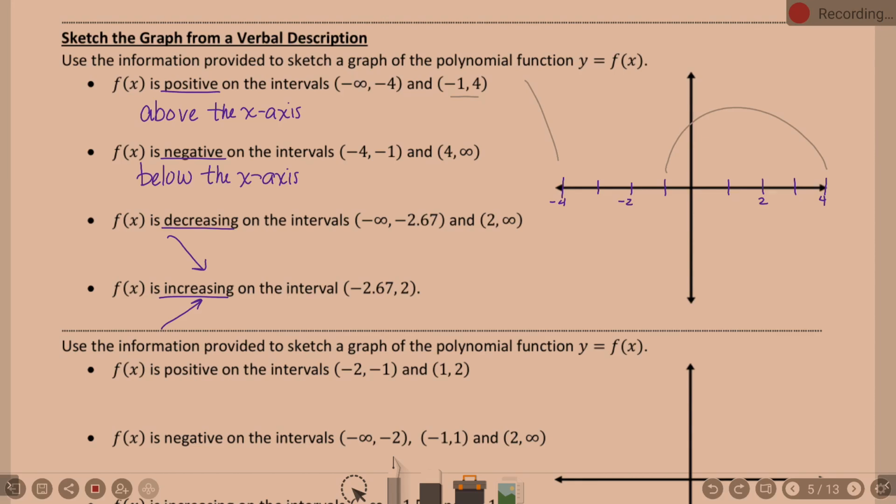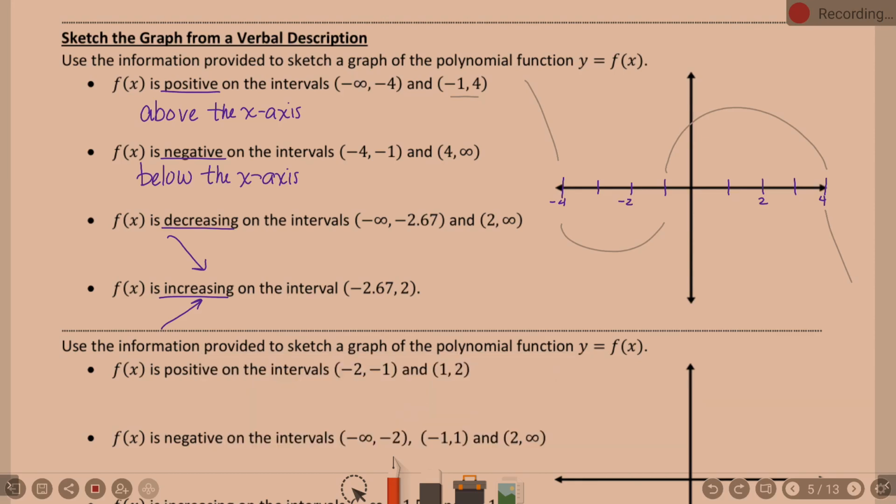So what if it's negative on these intervals? If it's negative between negative 4 and negative 1, where does it have to be? Has to be below the x-axis. And where else does it have to be below the x-axis? 4 to infinity, which is what? To the right of 4. Now, to be honest, does that give you the general shape? It does.